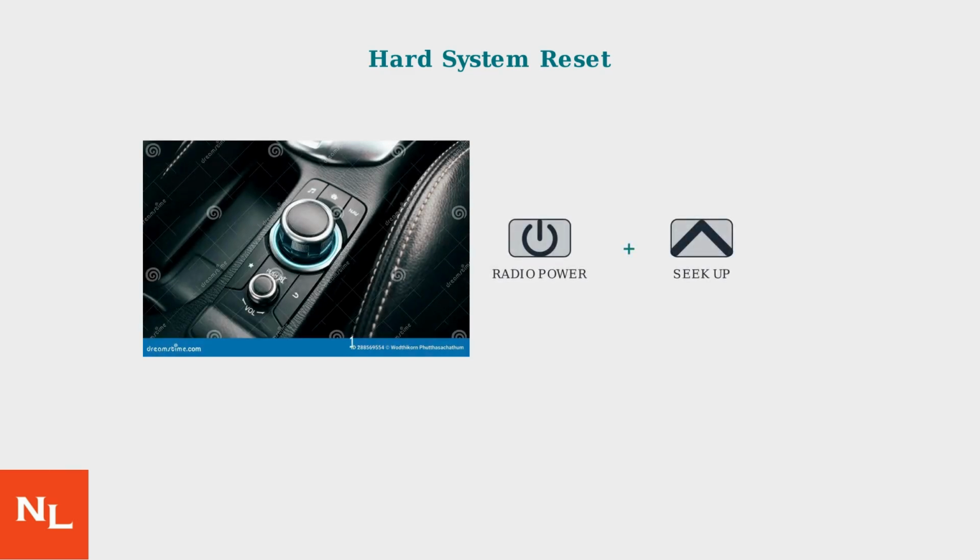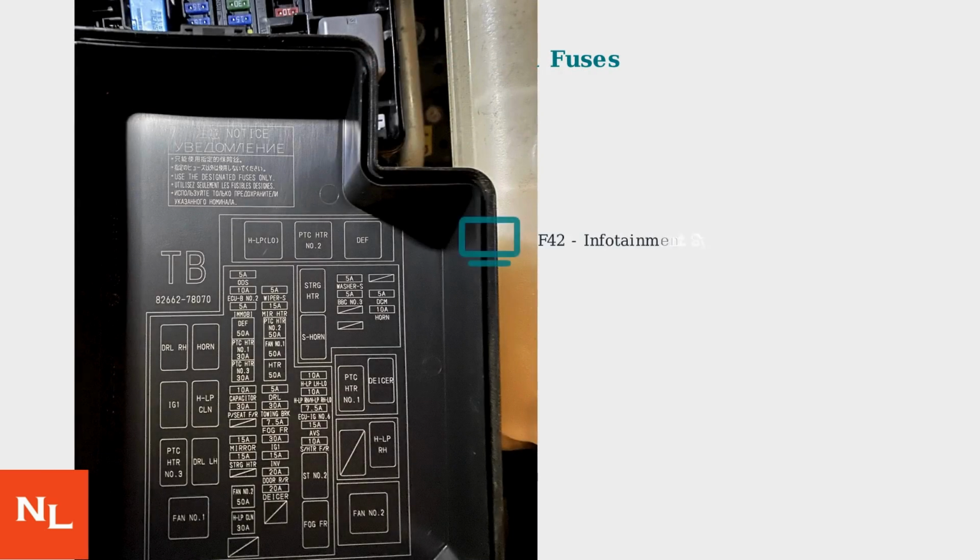If the factory reset doesn't work, try a hard system reset. Turn your ignition to the accessory position, then press and hold the radio power and seek up buttons together for 10 seconds. Next, check the fuses related to your infotainment system. The key fuses to inspect are F42 for the infotainment unit, F27 for the radio, and F31 for the amplifier. A blown fuse can cause complete system failure.